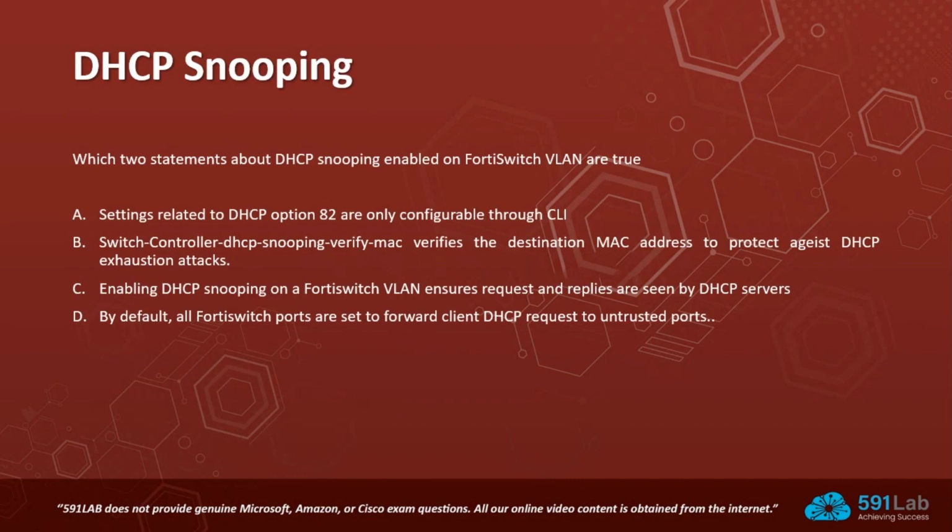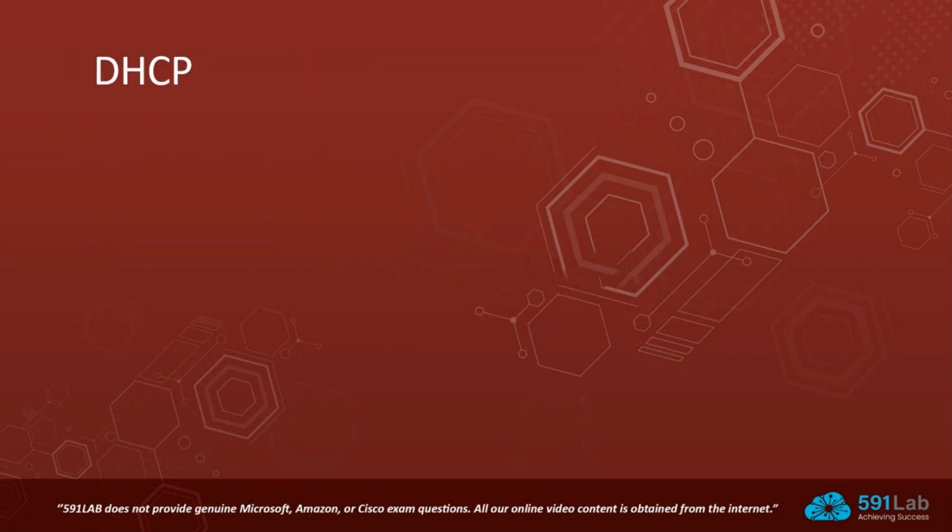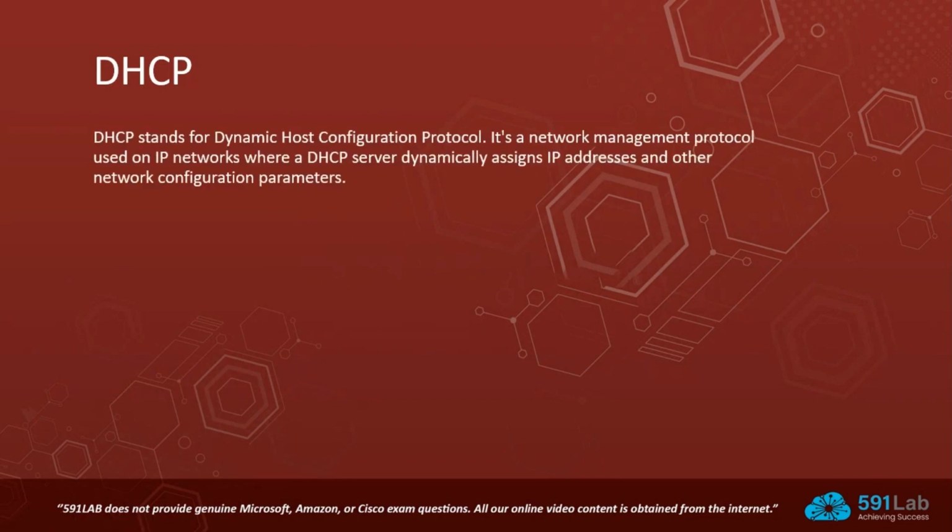Which 2 statements about DHCP snooping enabled on FortiSwitch VLAN are true? First, let's understand what DHCP is. DHCP stands for Dynamic Host Configuration Protocol. It is a network protocol that automates the process of assigning IP addresses and other network configuration information to devices on a network. The primary purpose of DHCP is to simplify the management of IP addresses within a network.